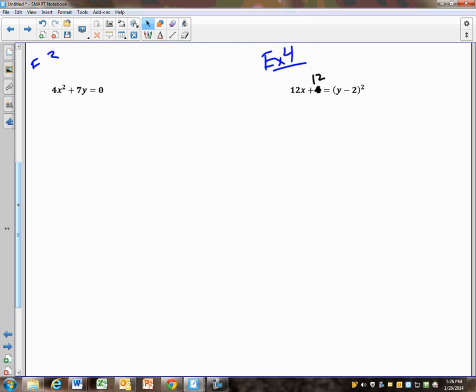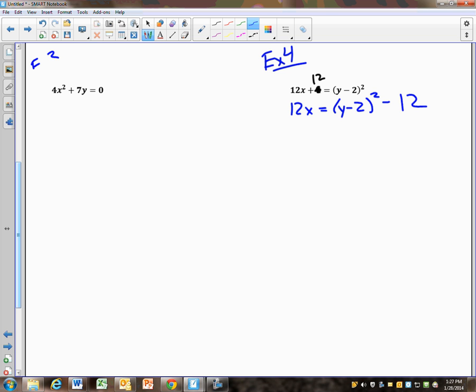So, where do you even start? Well, what do you want to solve for, x or y? x, because the square is on the y. So we solve for x. I subtract 12, 12x equals the quantity y minus 2 squared minus 12.